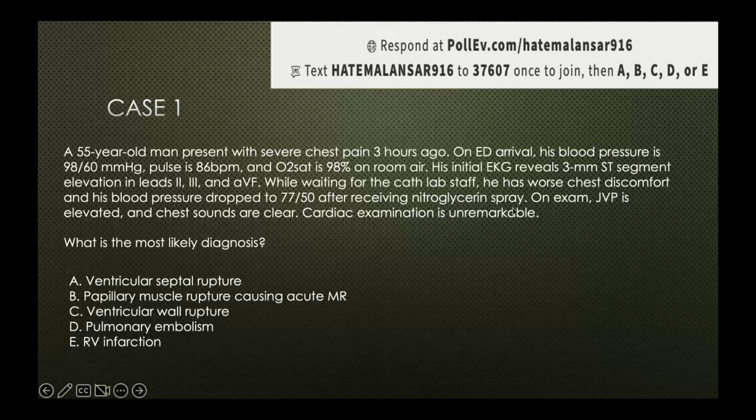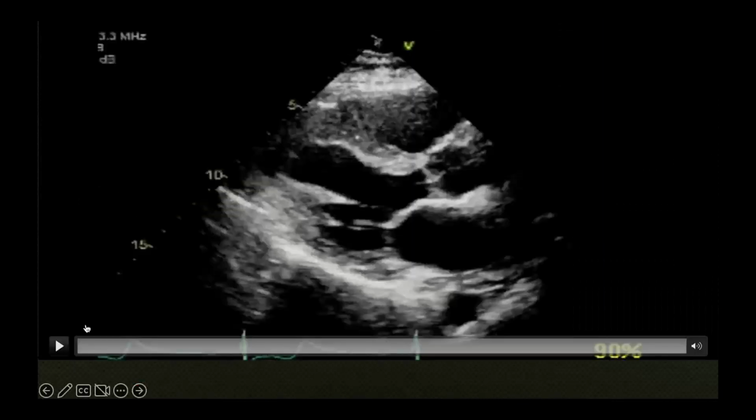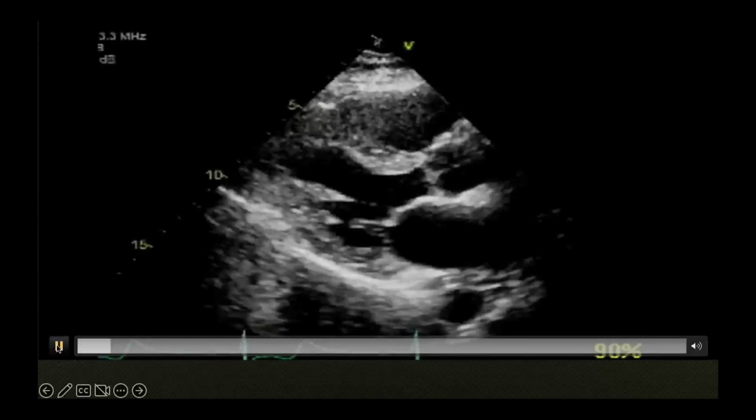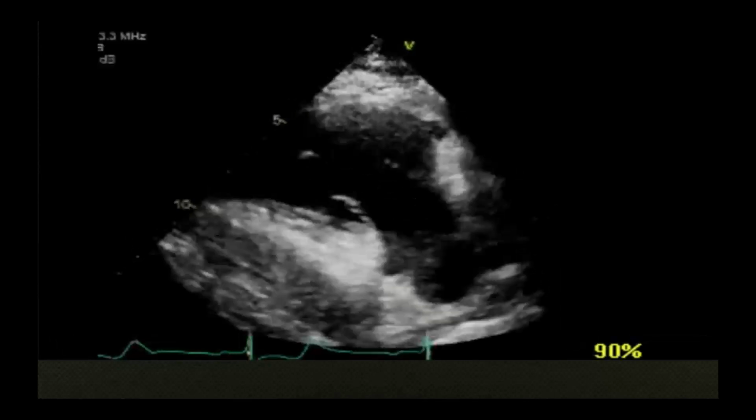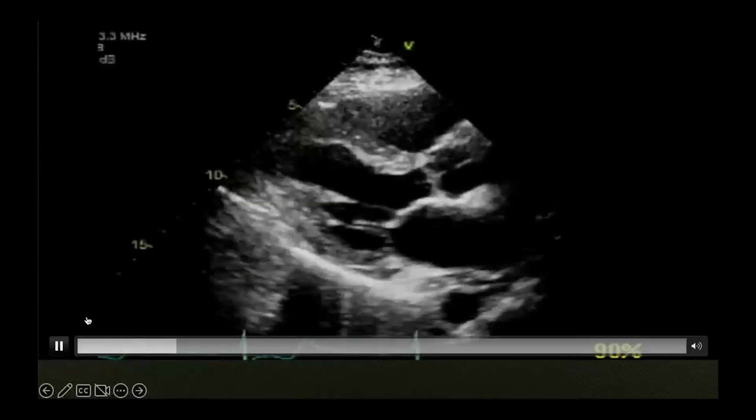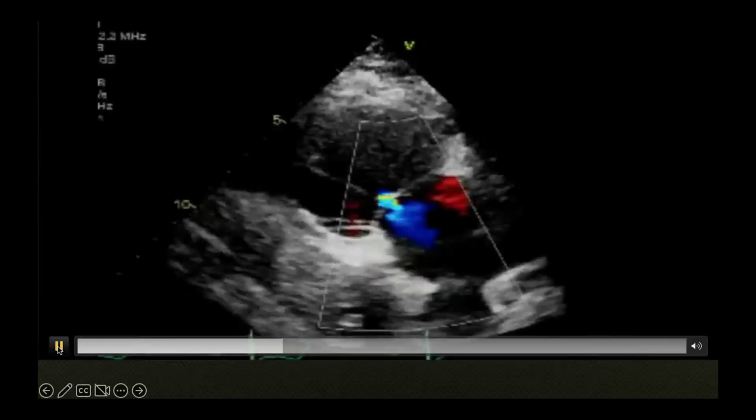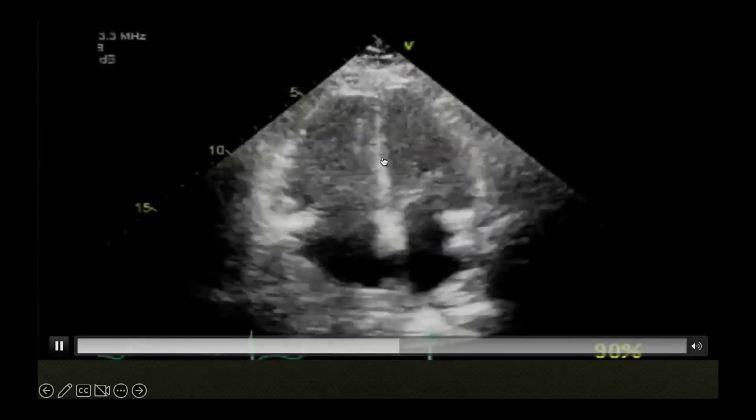Okay, perfect. So I have some responses. Basically most of you got it right. The answer is RV infarction. As you can see here, this is a patient presenting with inferior STEMI, with clear lung fields but high JVP, and he went into shock after receiving nitroglycerin. This is a case I got from the Black Book. From the parasternal long axis, you can see the RV dilatation, and from the RV inflow, the hypokinesis or akinesis of the RV inferior wall with tricuspid regurgitation.